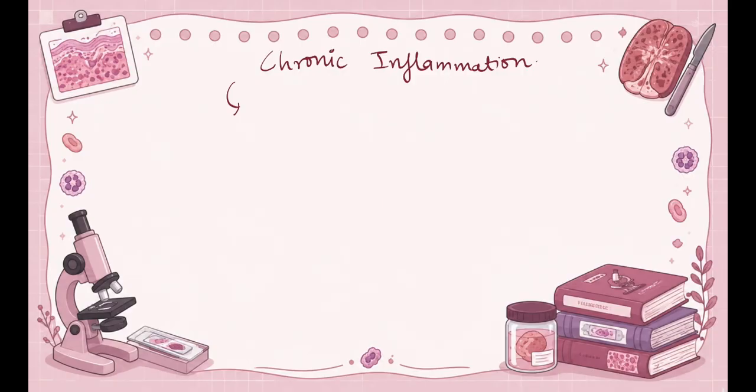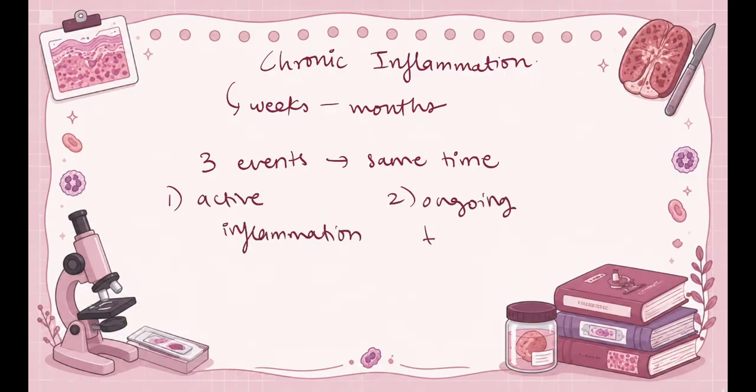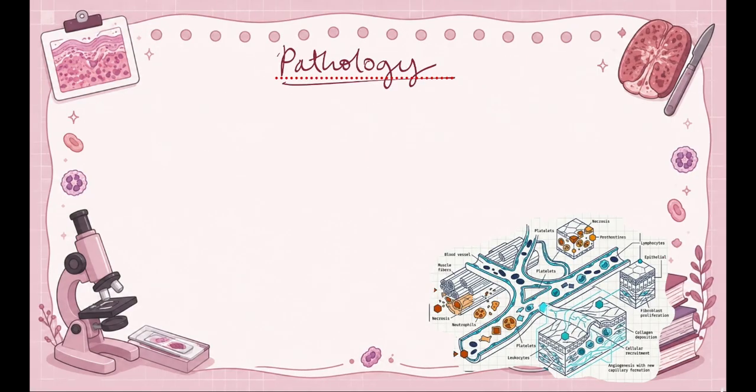Chronic inflammation is a prolonged condition. It can last for weeks or even months. It is driven by three distinct events. These events happen at the exact same time. First, we have active inflammation. Second, we have ongoing tissue injury. And third, the body is simultaneously attempting to repair that injury. The pathology unfolds all at once.